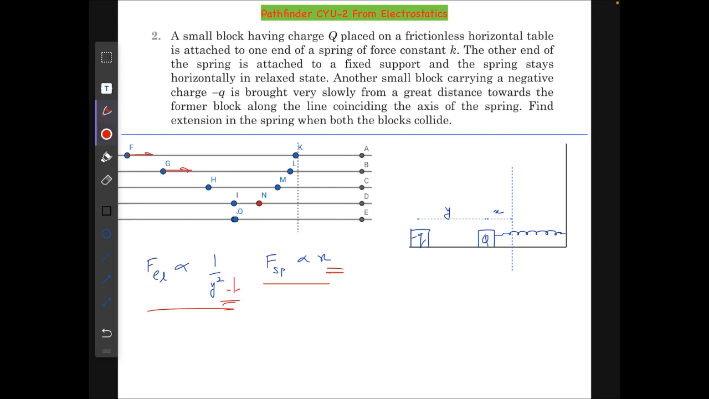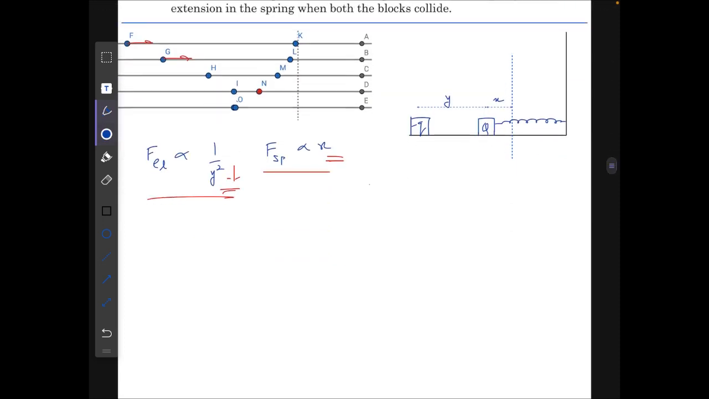So the equations we get from here are, first of all, at every point there will be an equilibrium situation. So 1 by 4 pi epsilon naught into q into minus q over y squared should be equal to k times x. Here I won't consider the minus sign. So this is the first equation.